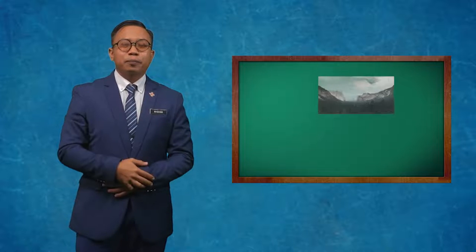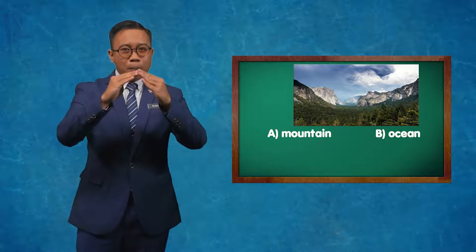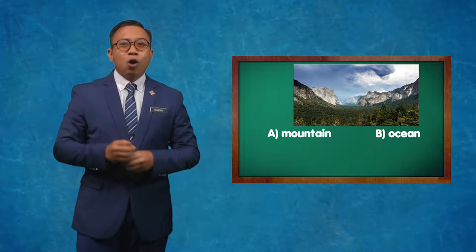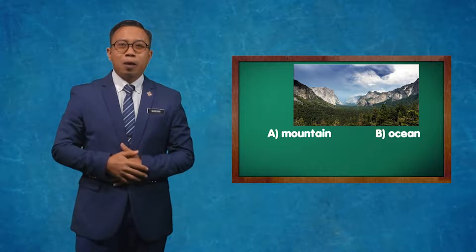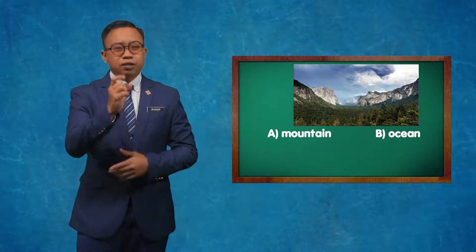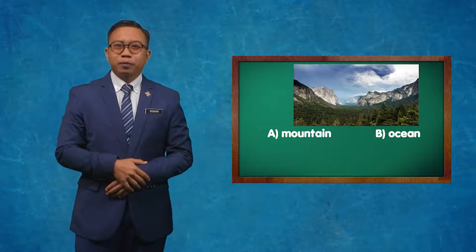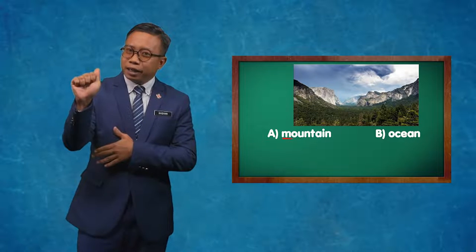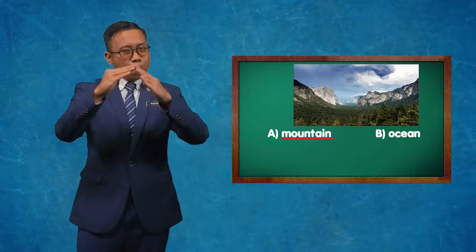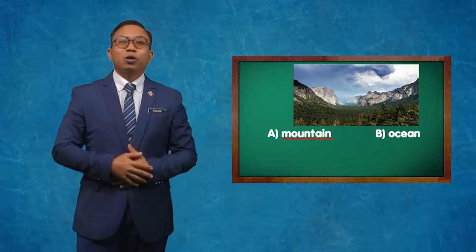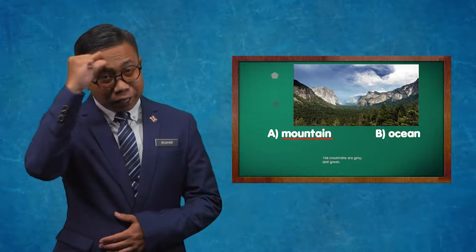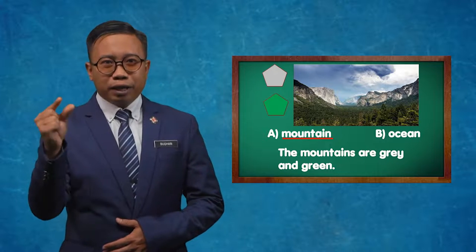Next. A. Mountain. B. Ocean. Which one is correct? Good. It's A. Mountain. The colors are gray and green.